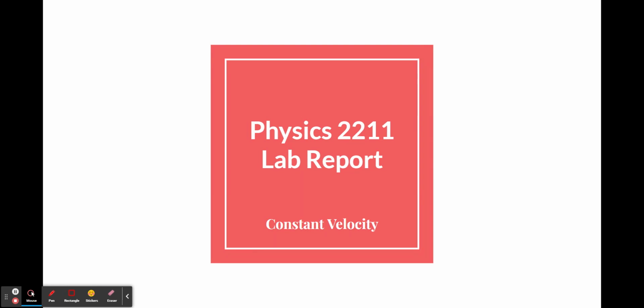I'm currently taking Physics 2211 at Georgia Tech, and this is my lab report. This lab discusses the constant velocity of the motion of an object and its relation to Newton's second law.